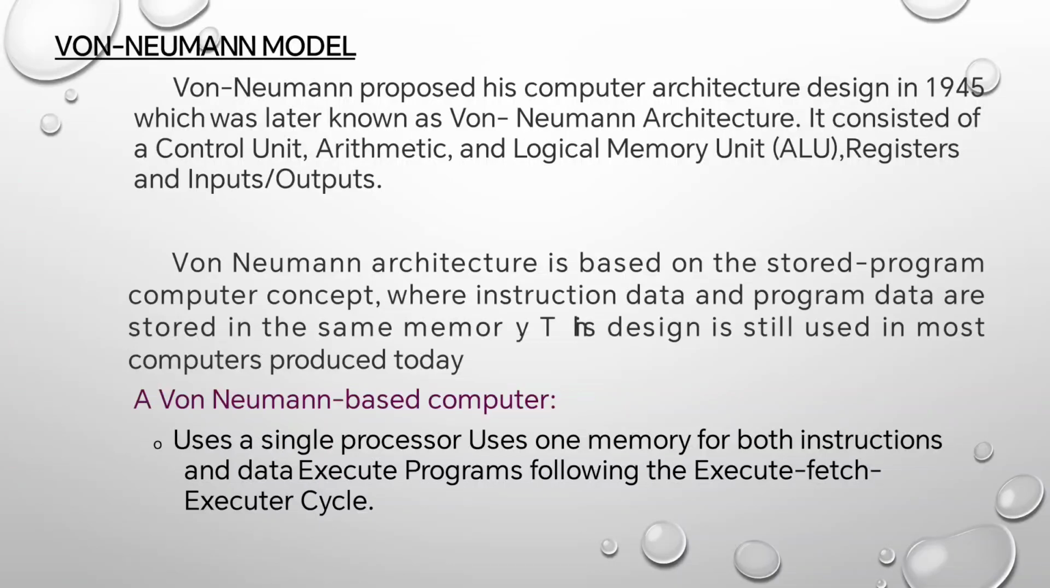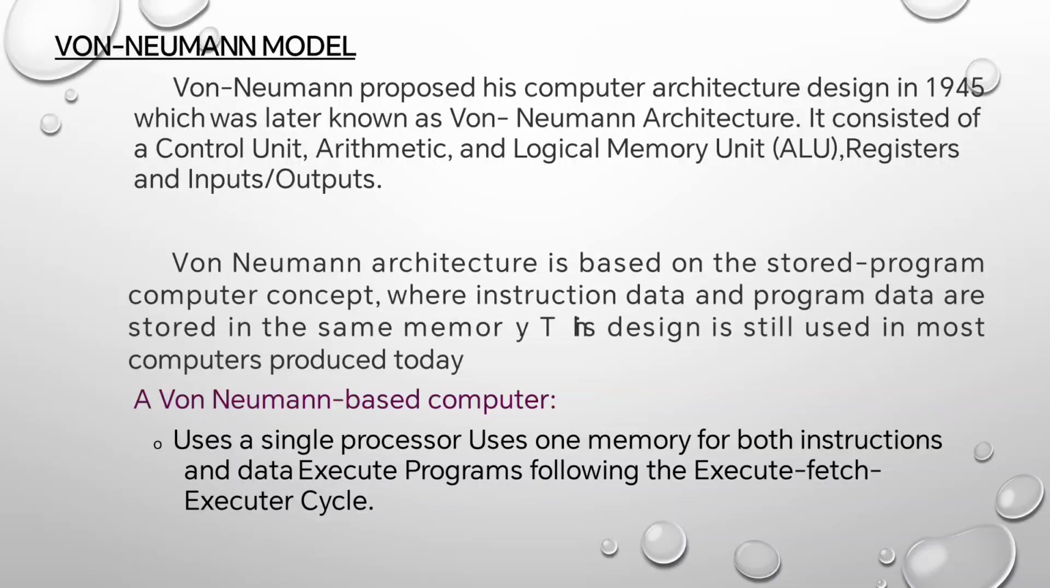Von Neumann model. Von Neumann proposed his computer architecture design in 1945, which was later known as von Neumann architecture. It consisted of a control unit, arithmetic and logic unit, memory unit, registers and input/output. Von Neumann architecture is based on the stored program computer concept, where instruction data and program data are stored in the same memory. This design is still used in most computers produced today.